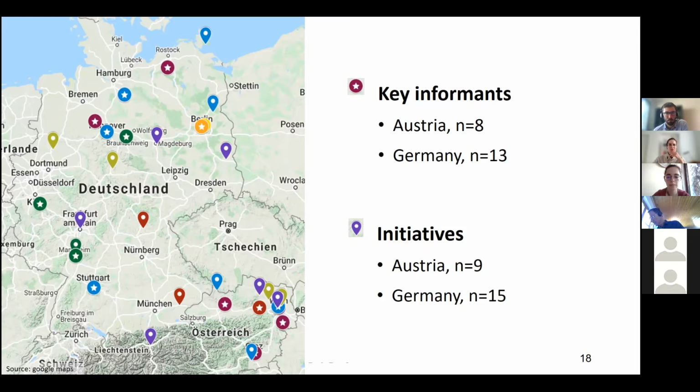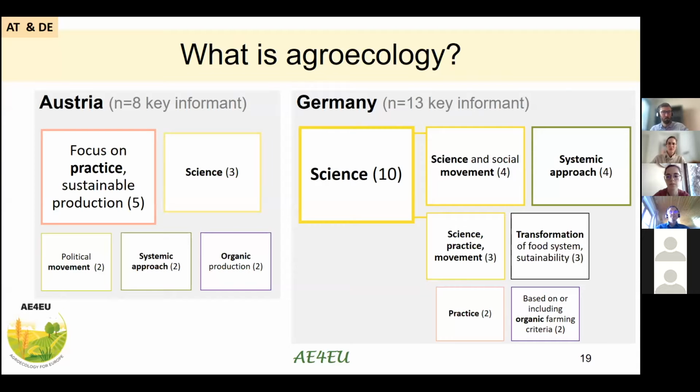On the left here, you can see the map and overview of the geographical distribution of initiatives and key informants. My aim was to find initiatives in all parts of both countries and have at least 1 key informant per pillar. So I had in total 8 key informants in Austria, 5 of whom were working in chambers of agriculture. In Germany, there were 13, and the majority were scientists and professors at university. Then I selected 9 initiatives in Austria and 15 in Germany. I will present the results of both countries in parallel to put them in perspective. I will start with an understanding of the development of agroecology in both countries per pillar, and then I will discuss the results per pillar and show some examples of initiatives.